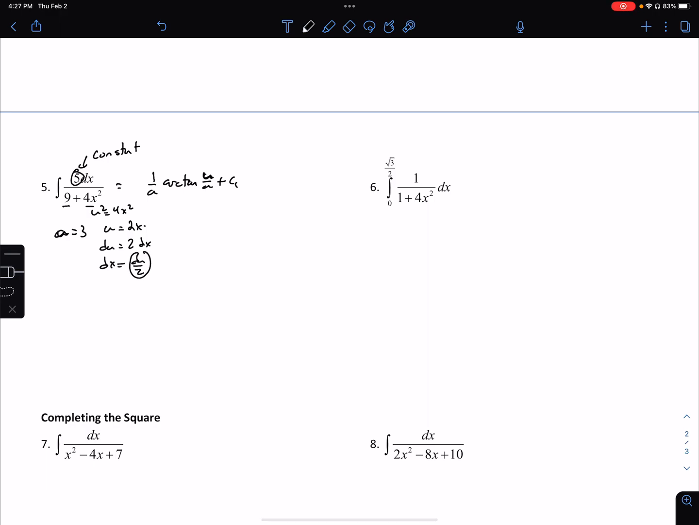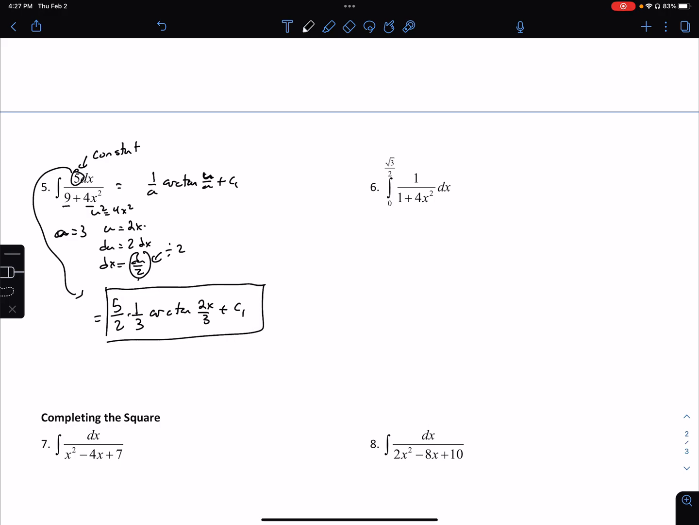So this is telling me again here we have to divide by 2. So our final answer, 1 over a, which is 3, arctangent u over a, which is 2x over 3 plus c1. So there's two things going on. One, I have to divide by 2, but we also have that constant to bear as well. And there's a final answer.